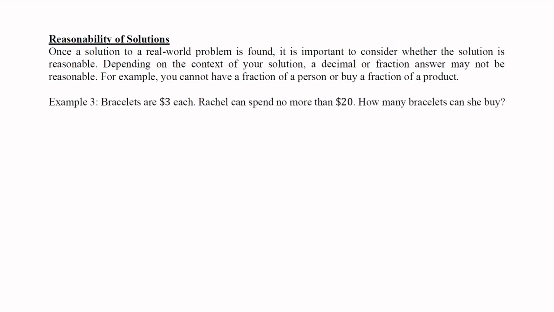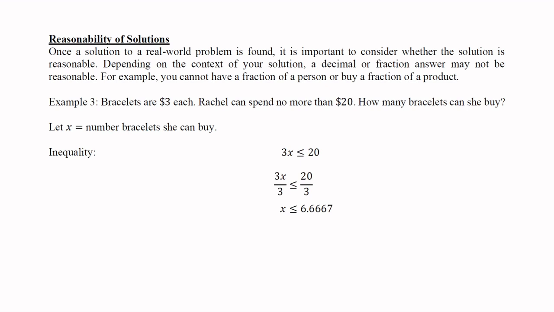So for example 3, bracelets are $3 each. Rachel can spend no more than $20. How many bracelets can she buy? Let's let X be the number of bracelets she can buy. So we have the inequality 3X is less than or equal to 20. We'll divide each side by 3, and that gives us X is less than or equal to 6.6667 when it's rounded. So she can't buy a fraction of a bracelet.